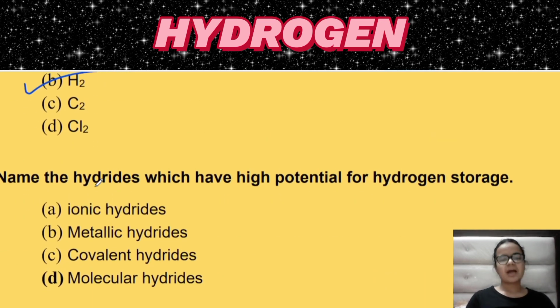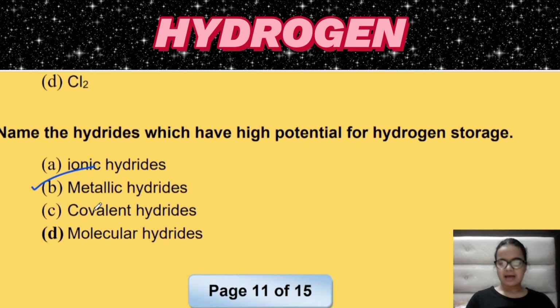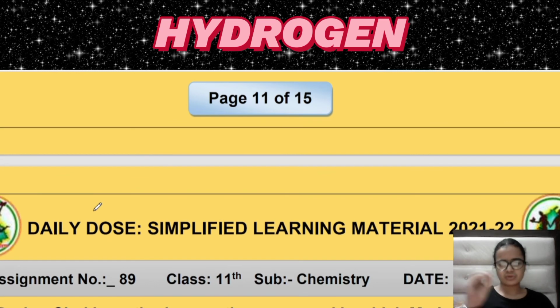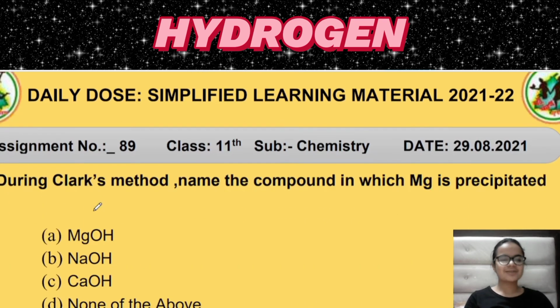Next question is, name the hydrides which have high potential for hydrogen storage, and the answer is metallic hydrides, because there are interstitial spaces and their size is too big, so hydrogen finds space to settle inside them. Next question is, during Clark's method name the compound in which magnesium is precipitated out, and the answer is Mg(OH)2, that is magnesium hydroxide.